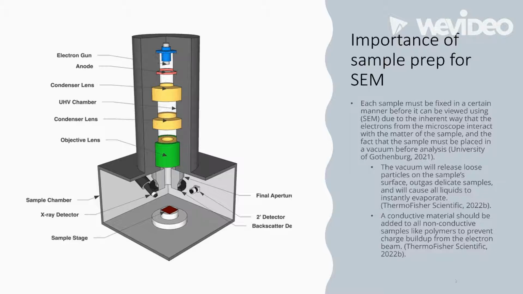So the vacuum will, if there's any of these particles in the sample, they will become destroyed. If there's any super delicate samples, it will simply outgas them. Any liquid that is in your sample will instantly turn into a gas, so that can explode your sample. And because a high energy electron beam is being bombarded at the sample, there's a chance of a charge buildup on that sample. So some sort of conductive material has to be coated over the sample to prevent that charge buildup.